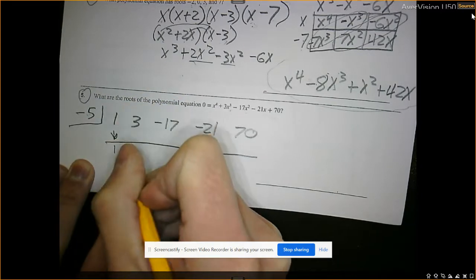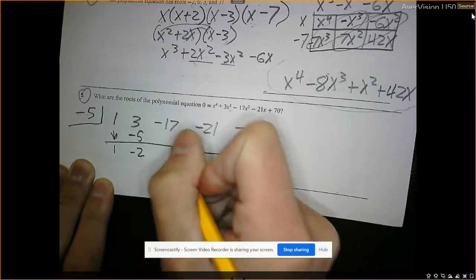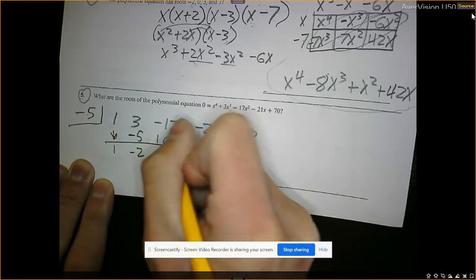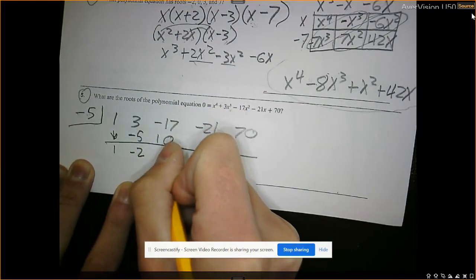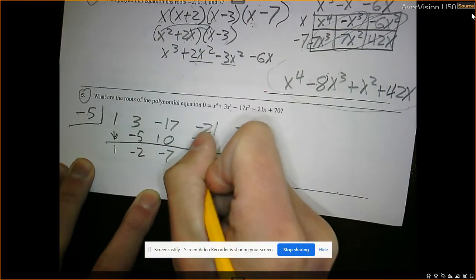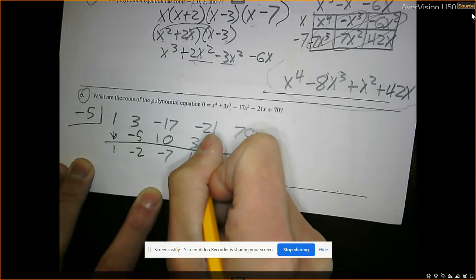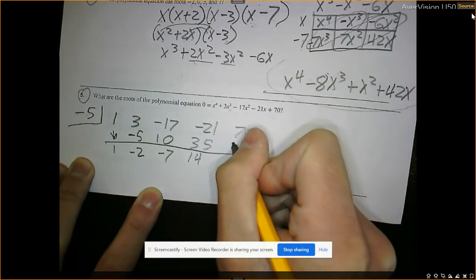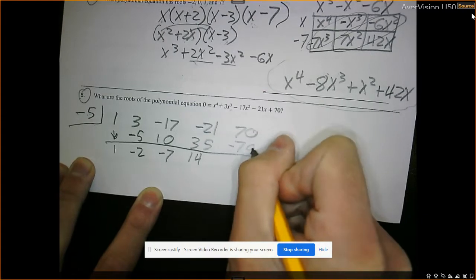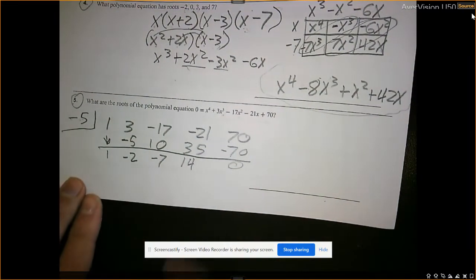Bring the 1 down. 1 times -5 is -5. 3 plus -5 is -2. -2 times -5 is +10. -17 plus 10, that's -7. -7 times -5, that is 35. -21 plus 35, that's 14. 14 times -5 is -70. There you go. You don't get a remainder here.